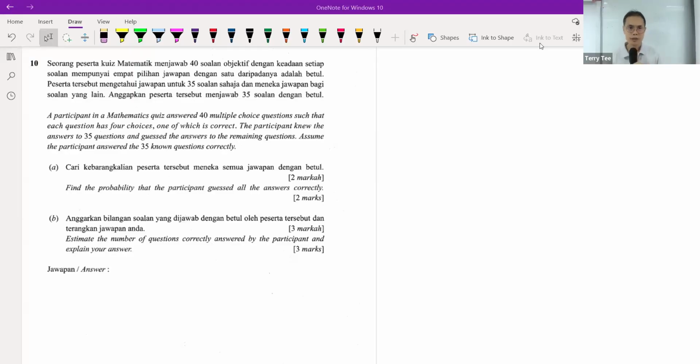Okay, question number 10. A participant in a mathematics quiz answers 40 multiple choice questions such that each question has 4 choices, one of which is correct. The participant knew the answer to 35 questions and guessed the answer for the remaining questions. Assuming that the participant answered the 35 known questions correctly, find the probability of guessing all the questions correctly. Okay, so let's begin.